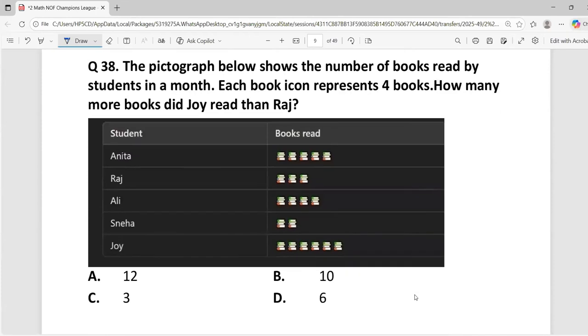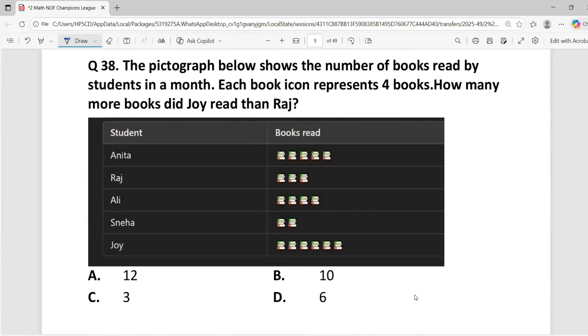Next question. 38th one, the pictograph below shows the number of books read by students in a month. Each book icon represents 4 books. How many more books did Joy read than Raj? Now where is Joy? Joy is here and Raj over here. So we have to compare the number of books between the both. Okay. Now he has read 3 books and he has read 1, 2, 3, 4, 5 and 6. So 6.